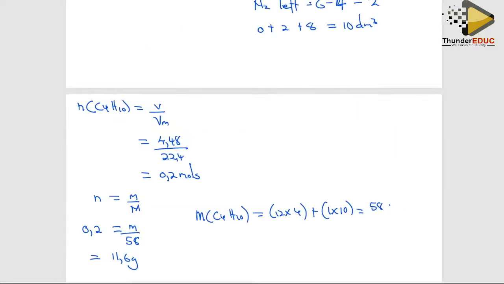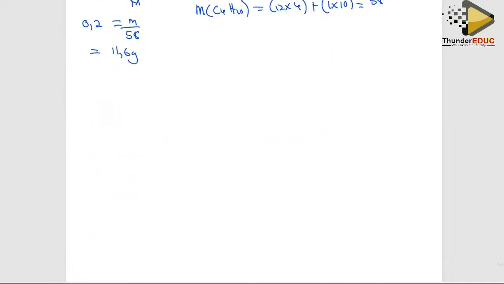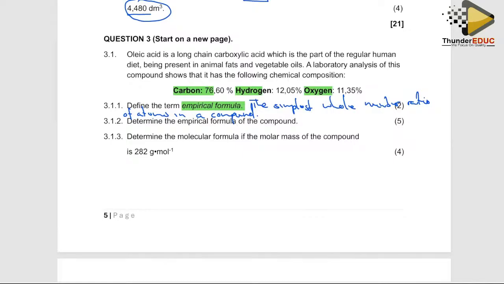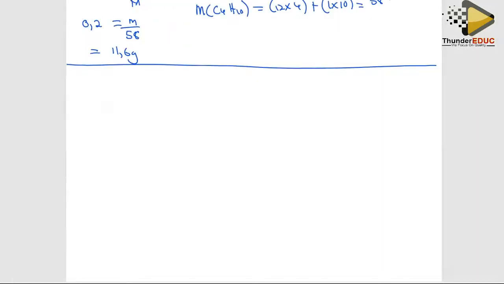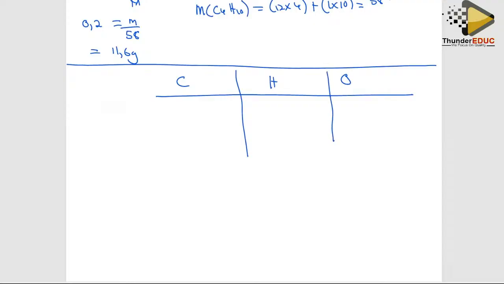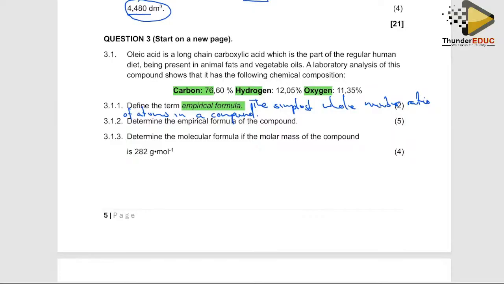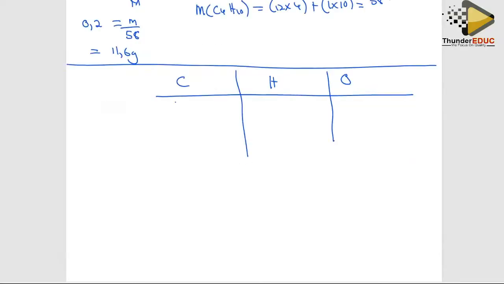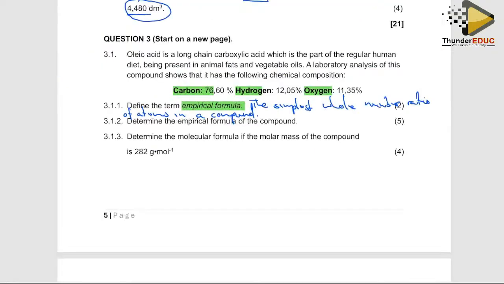So I'm going to formulate a table for this empirical formula. I'm going to say here we're having carbon, hydrogen, and oxygen. Therefore, my carbon here, then my hydrogen here, and lastly my oxygen, like that. Then split it into three parts. Okay, so the first thing that I'm supposed to get is the masses of each, right? As a percentage, this one is 76.60. Then for hydrogen, we have 12.05. Then the last one, for oxygen, is 11.35.